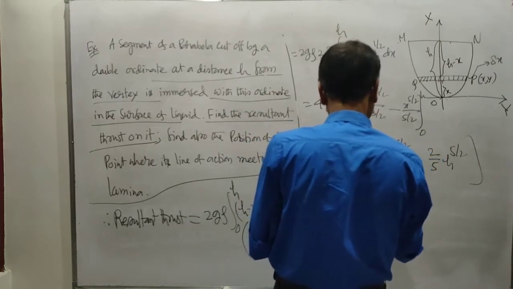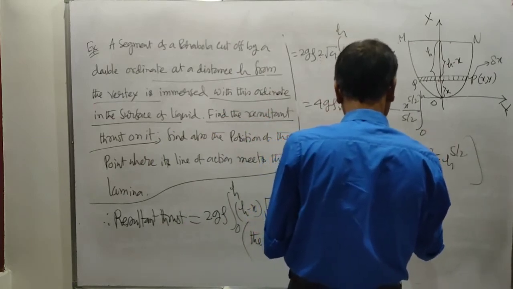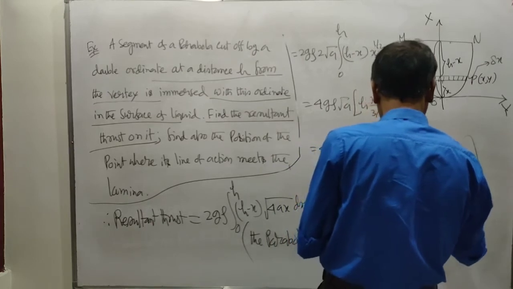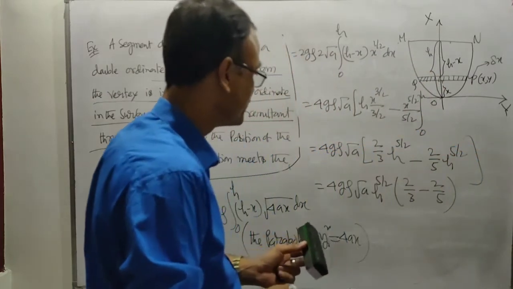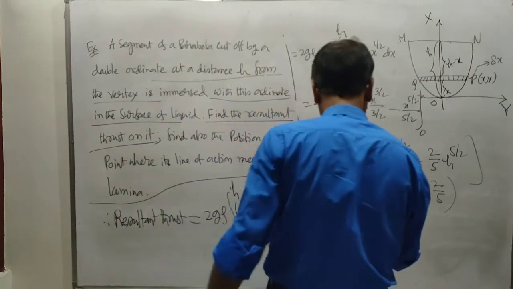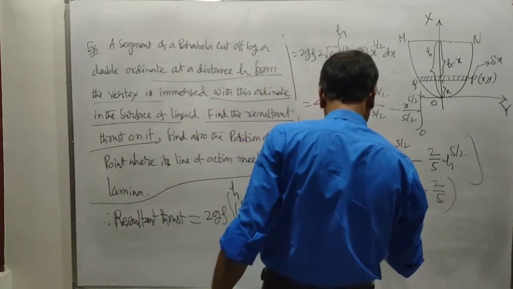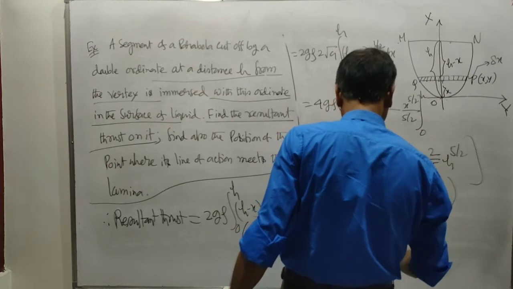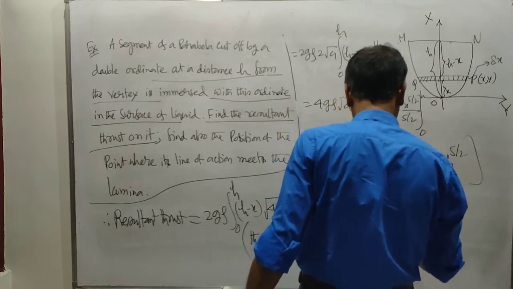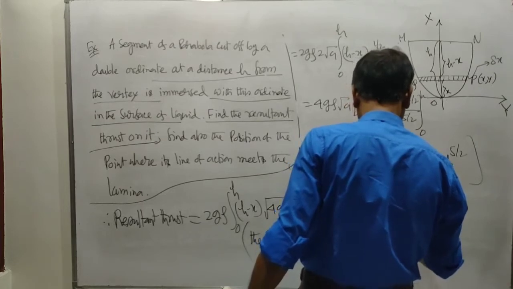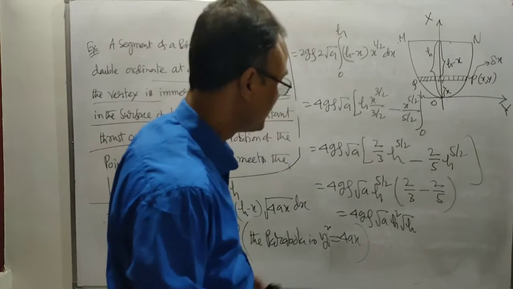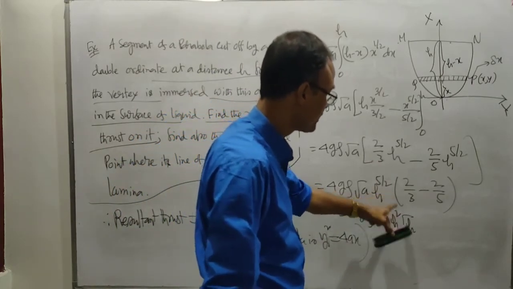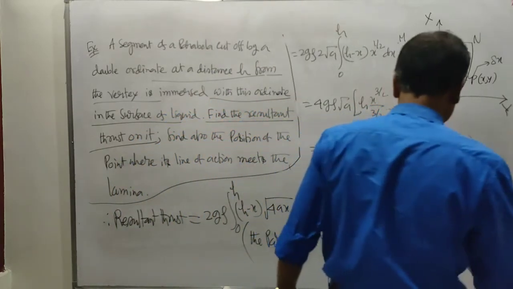This is root A, H to the power 5 by 2, 2 by 3 minus 2 by 5. This is equal to 4 rho root over A into H square into root over H. You may write like this: H to the power 5 by 2 means H square into root over H.